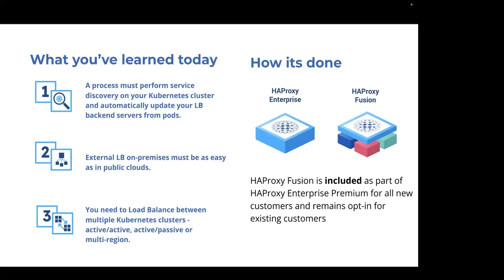And how is this done? This is enabled by having HA Proxy Enterprise with our Fusion control plane, where HA Proxy Enterprise is the load balancer itself, but the Fusion control plane is the service that's performing all of the service discovery and controlling the configuration of the HA Proxy instance. We released Fusion control plane about 14 months ago at this point, and it's included for all of our new customers and is an opt-in for existing customers. So you can reach out to us if you want to use this functionality.